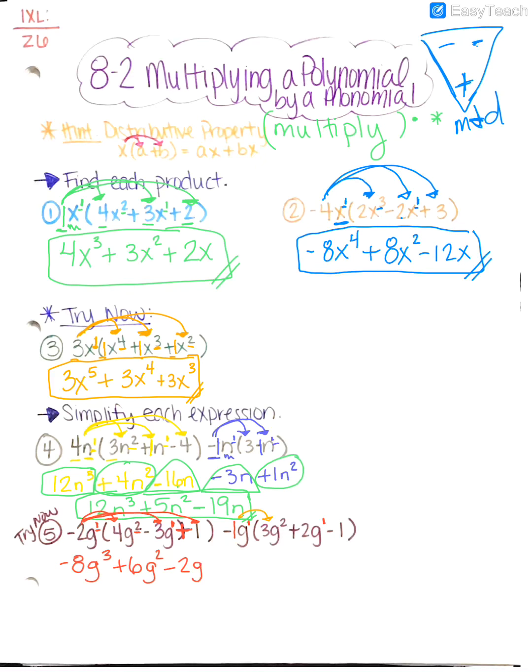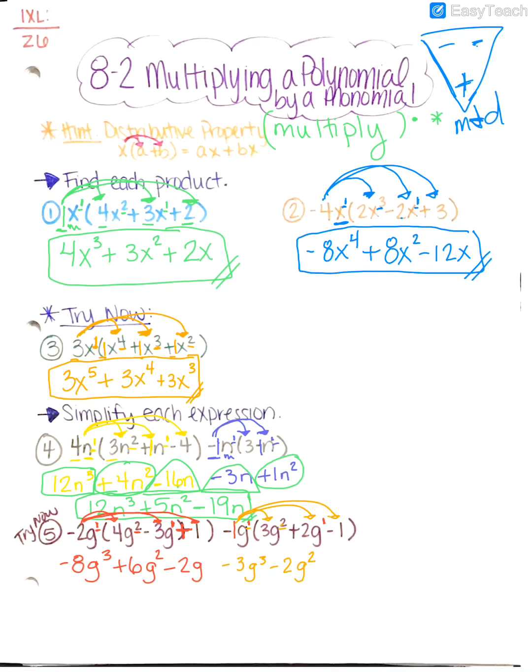Negative 1 times 3, negative 3g. Go ahead and add your exponents. That gives me 3. Negative 1 times 2 gives me negative 2g. 1 plus 1 on the exponents gives me 2.